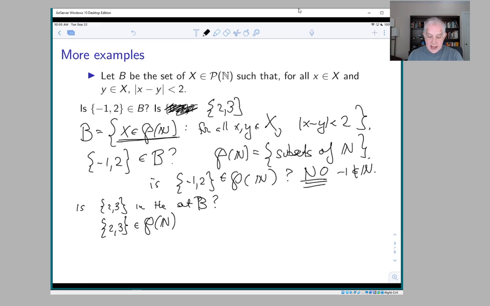Is it true that for all x and y, the absolute value of x minus y is less than 2? Well, we have to pick x and y from this set, and there are 3 ways we can do that. Well, 4 really. Here's x and here's y. We can pick 2 both times. We can pick x to be 2 and y to be 3. We can pick x to be 3 and y to be 2. And we can pick 3 both times. If we look at the absolute value of x minus y in each case, it's 0, 1, 1, 0, all of which are less than 2. So the set {2, 3} is an element of B.